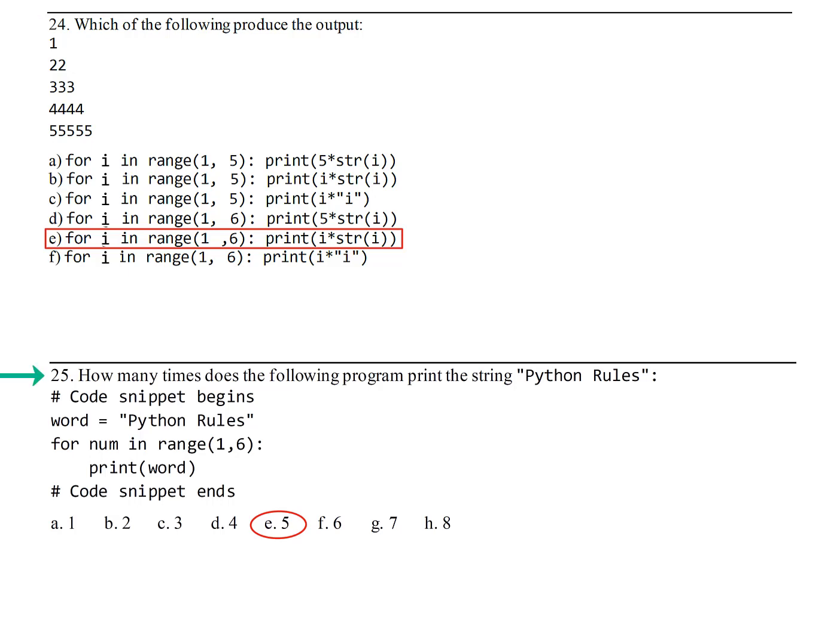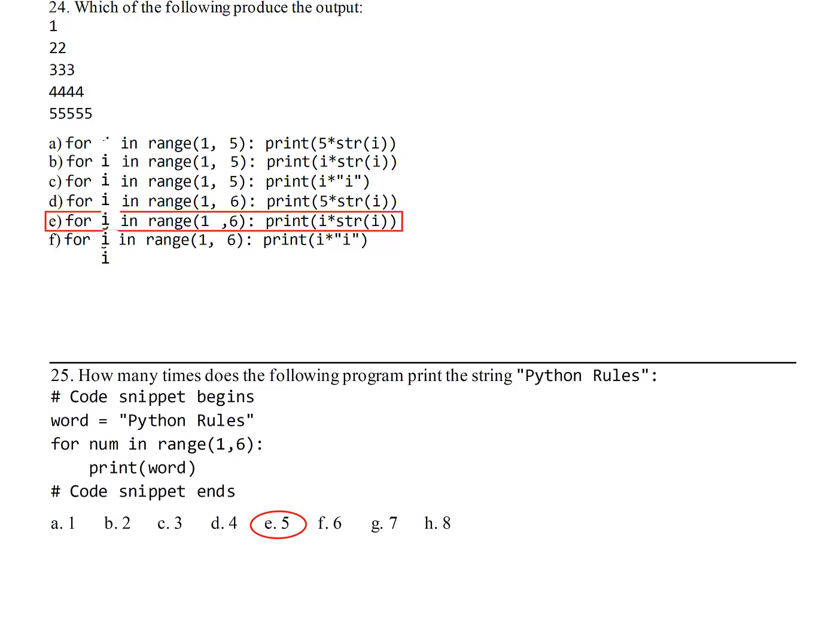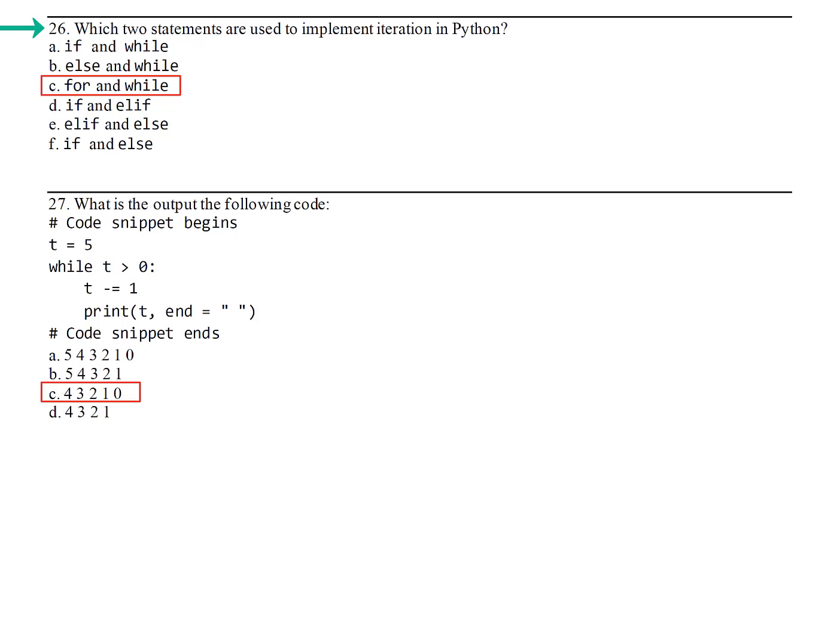25. How many times does the following program print the string Python rules? It's the number of times in the loop, which is 1 through 6, not inclusive, which is 5. So that prints the word Python rules 5 times. Which two statements are used to implement iteration in Python? For and while. 27. What is the output of the following code?